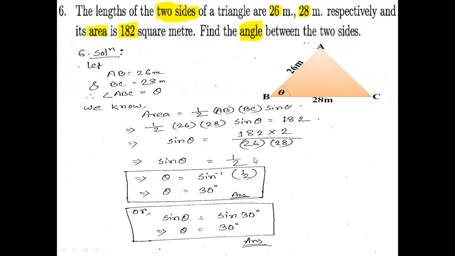From here you may answer in two ways. You may go this way, that theta equals sine inverse of half, if you are using a calculator. Or sine theta equals half, and the value of half is sine 30, so sine theta equals sine 30, then theta equals 30. This is our answer. So in either way you can solve this math and both will be correct.